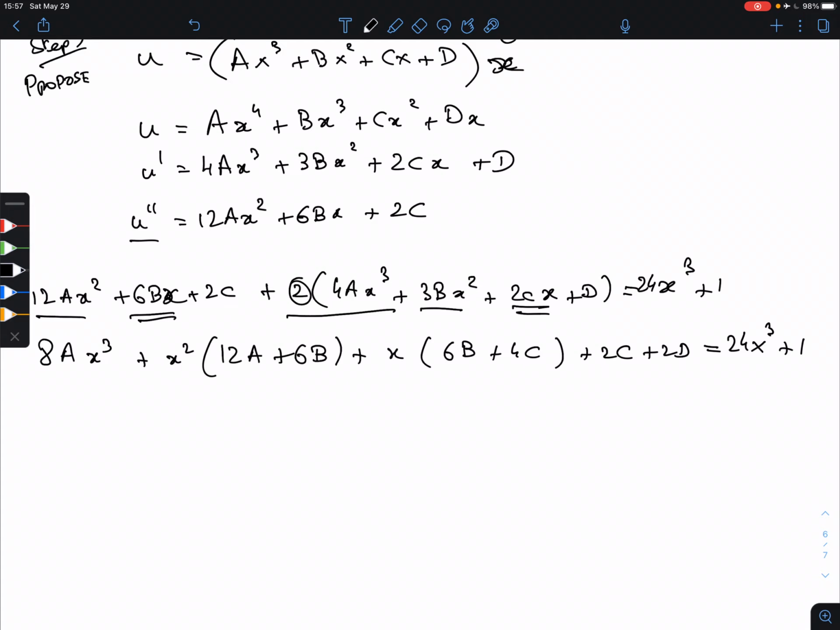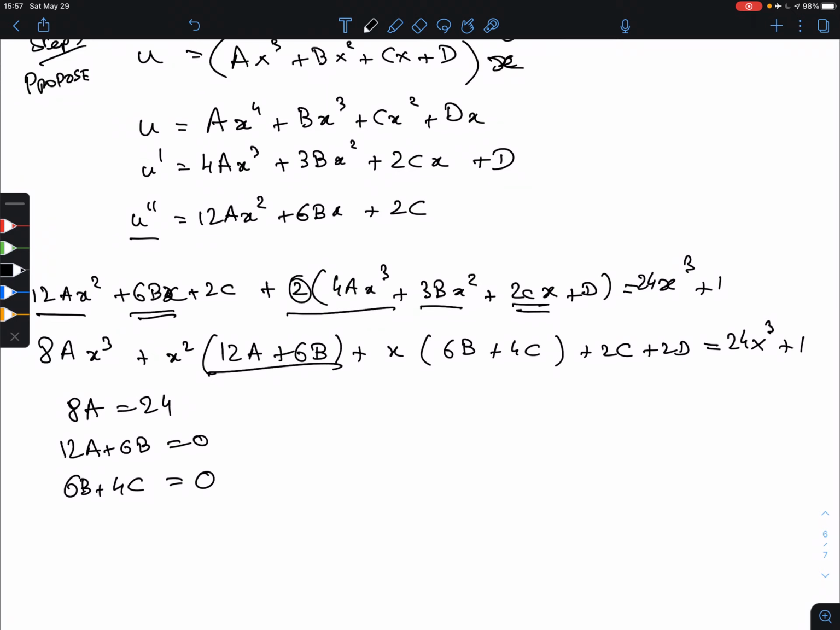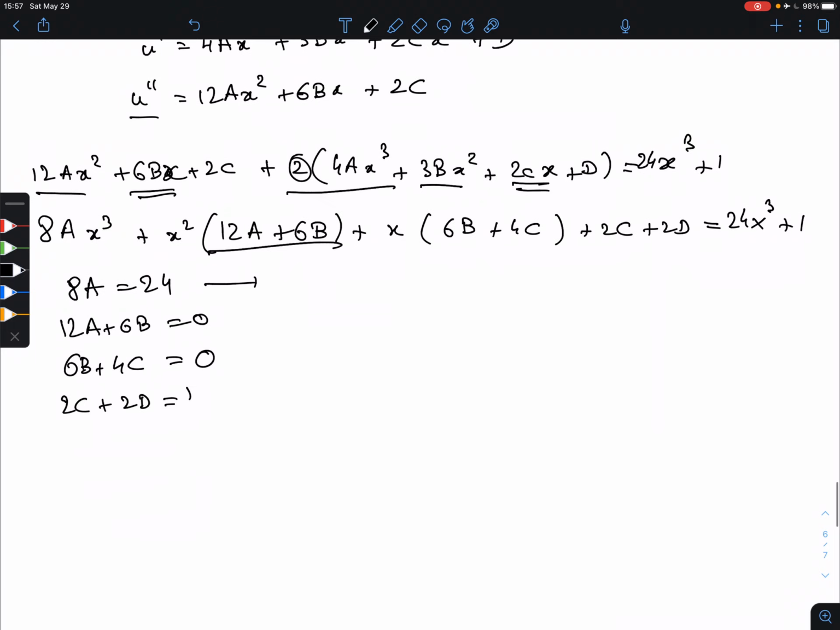So now we compare coefficients, so it means that 8a is equal to 24. This one, 12a plus 6b, has to be 0, right? Because there is no x squared here. 6b plus 4c, the coefficient of x, well, there is no x on the other side, so that's also 0, but there is a constant term, so 2c plus 2d is equal to 1. I guess one fraction is okay. So what does this give me?